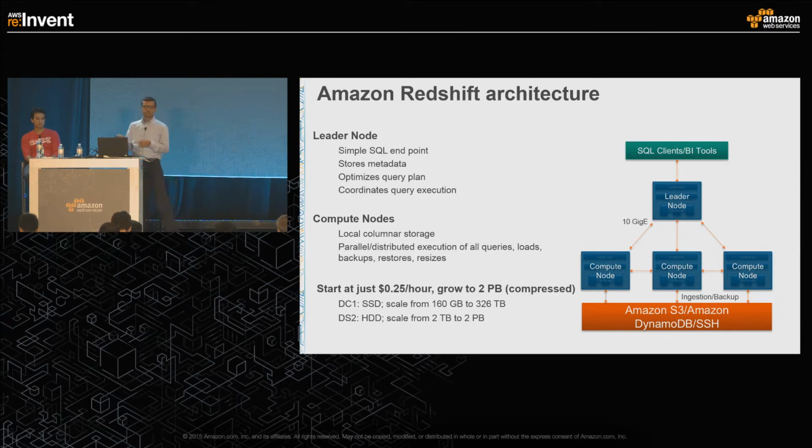You can start with Redshift at 25 cents an hour for 160 gigabytes, and you can scale it up to 2 petabytes of compressed data. And we have customers running multiple petabytes today on Redshift.